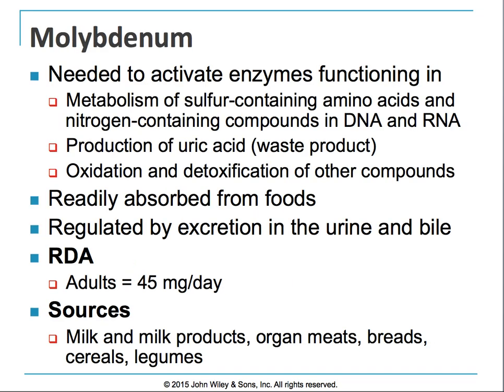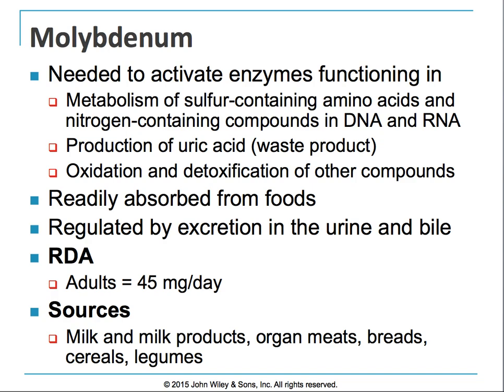And the last trace mineral we're going to talk about, molybdenum. Molybdenum is needed to activate enzymes functioning in metabolism of sulfur-containing amino acids and nitrogen-containing compounds in DNA and RNA, the production of uric acid, which is a waste product that's excreted from your body, and also oxidation and detoxification of other compounds. Molybdenum is readily absorbed from foods and regulated by excretion in the urine and bile.